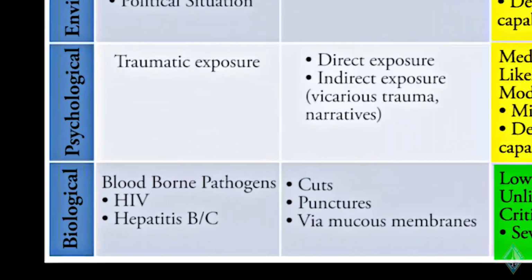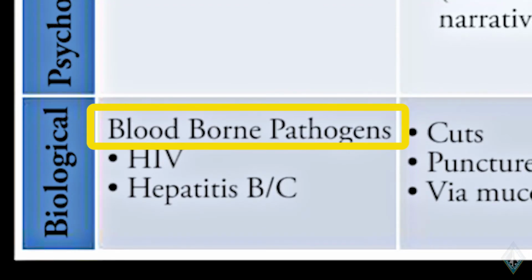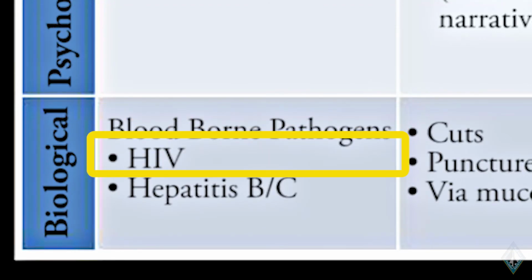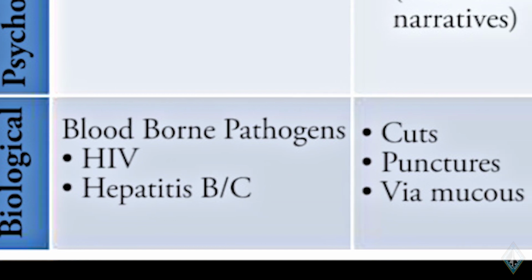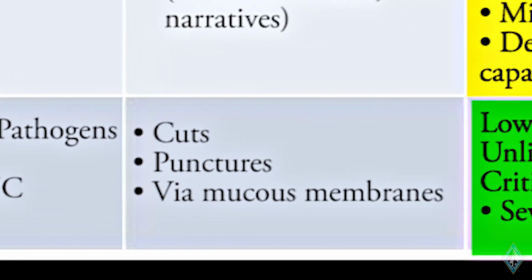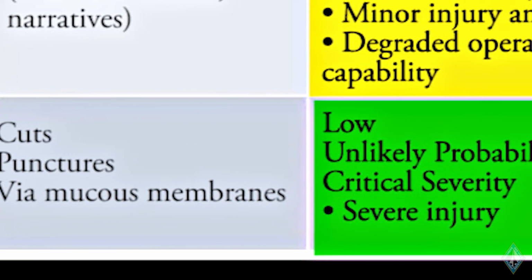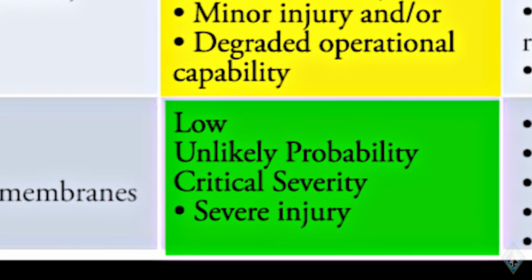Biological hazards include infectious diseases and bloodborne pathogens, such as human immunodeficiency virus, hepatitis B, and hepatitis C. Exposure usually requires contact with infected bodily fluids or tissues through skin cuts, scrapes, and punctures, or through mucous membranes, such as the eyes, nose, or mouth. For most crashes, biological hazards are considered low risk due to the low likelihood of severe injury or mission impact.